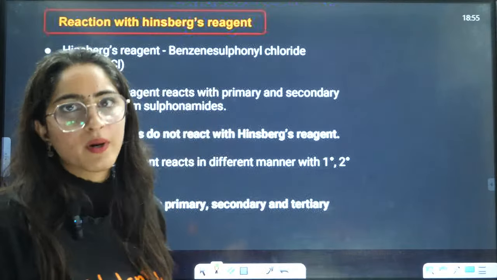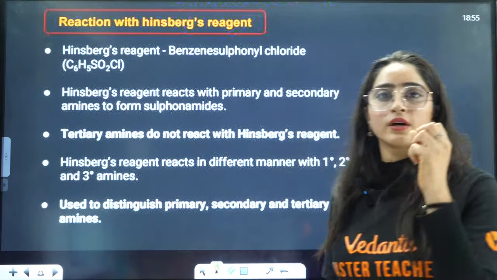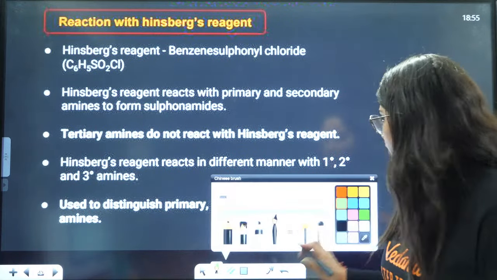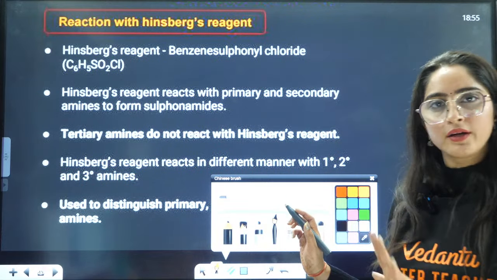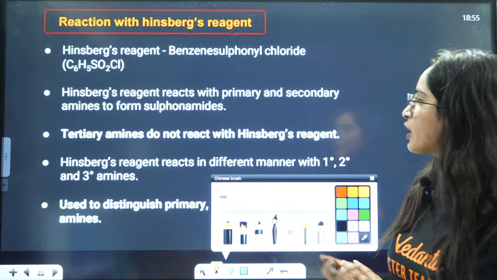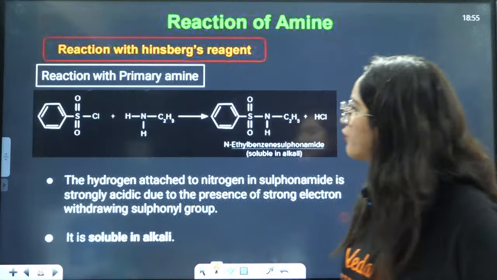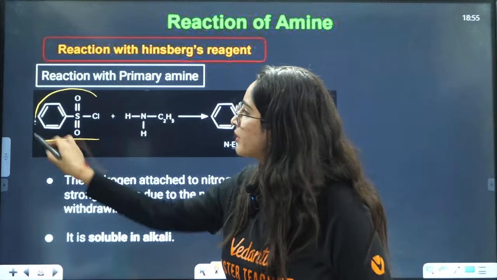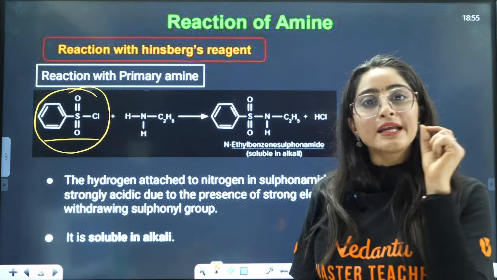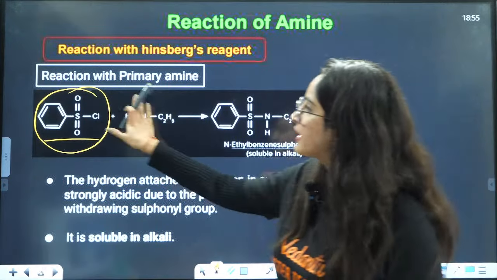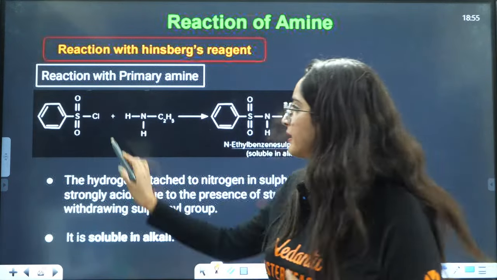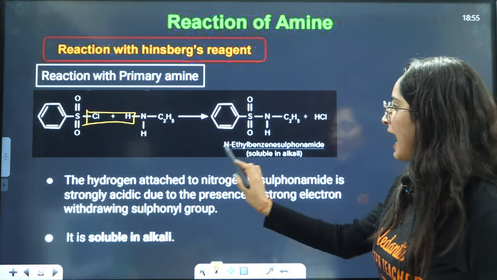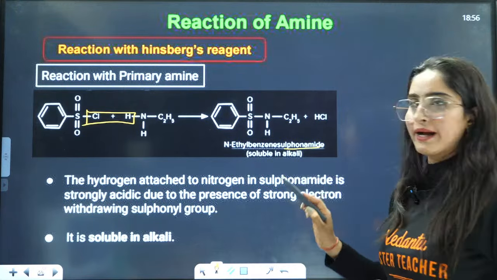Next is the Hinsberg test. This is for the detection of 1 degree, 2 degree, 3 degree amines. You can distinguish 1 degree, 2 degree, 3 degree amines from here. So basically what we do here, we have this, your Hinsberg reagent. We will react this with a 1 degree amine. So basically what will happen, HCl will be eliminated, Cl from here and H from here, and you will have the formation of this N-ethyl benzene sulfonamide.